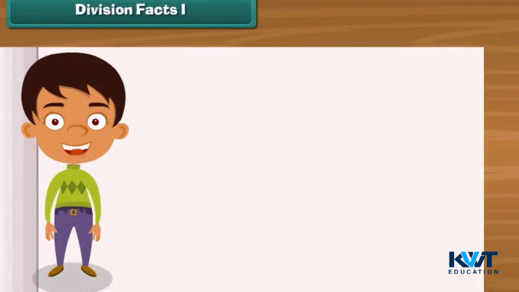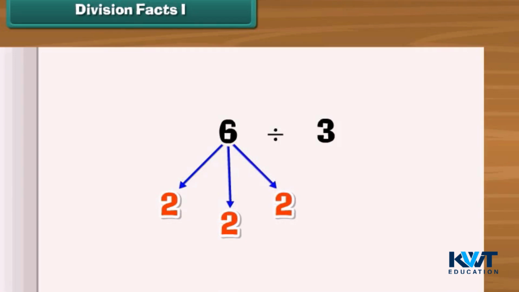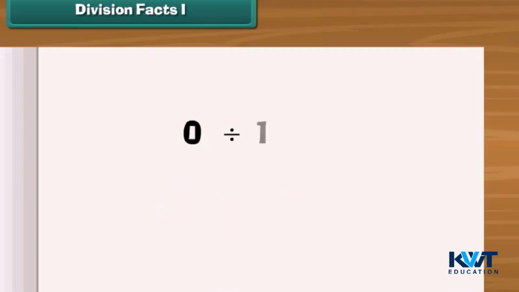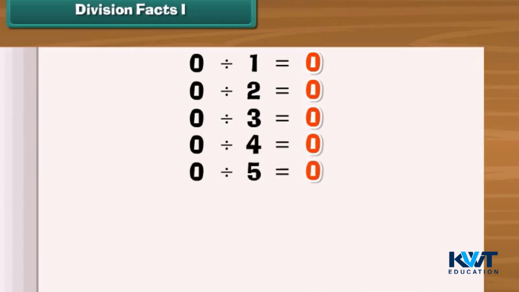Division Facts 1. Division is splitting a number into several equal groups. For example, when we divide 6 by 3, we split 6 into 3 equal groups of 2 each. Numbers cannot be divided by 0 because it is impossible to split a number into 0 groups. 0 divided by any number is 0 because when 0 is split into groups, the result is also 0.